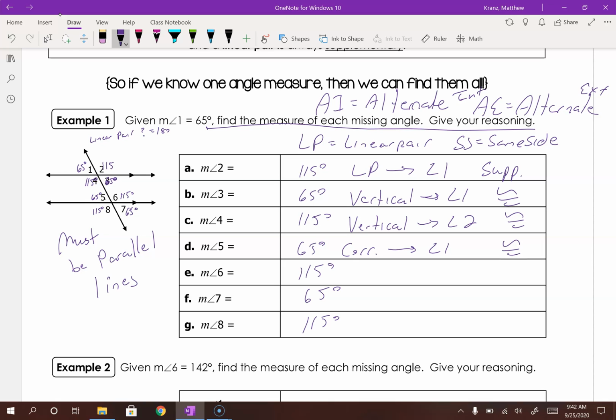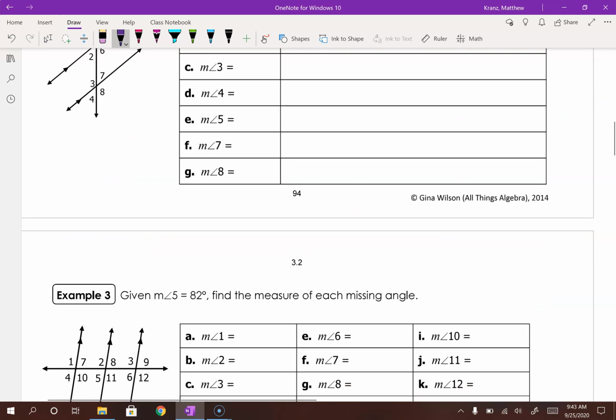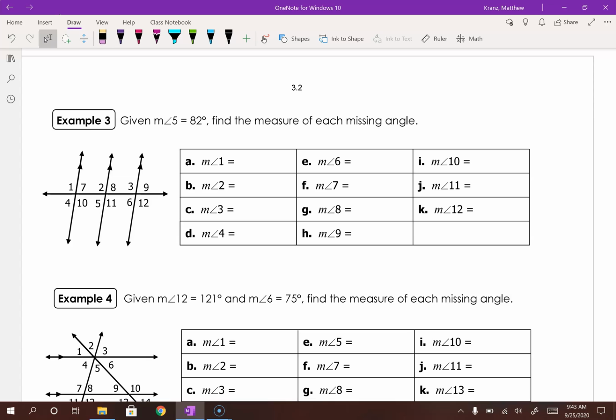Angle 6, well, that's a linear pair with angle 5, and they're supplementary. Angle 7 is a vertical angle with angle 5, and they're congruent. And angle 8, we can make it easy and say that's vertical with angle 6, and they are congruent. Okay, and then example 2, we'll try in class. All right, so example 3.